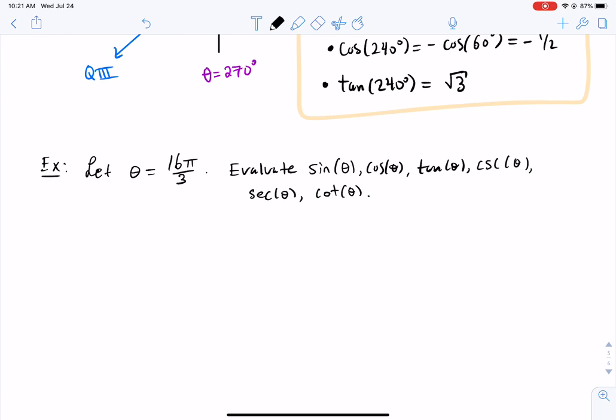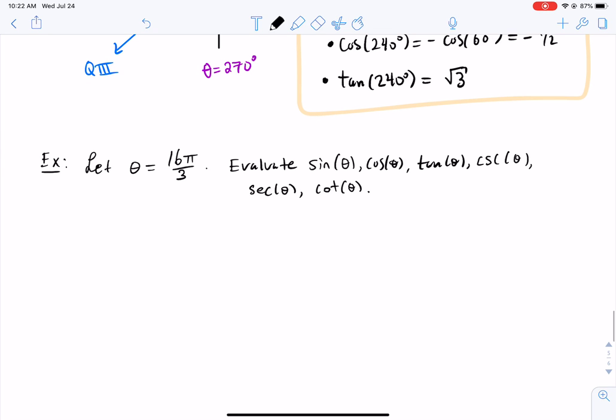16 pi over 3. Well, maybe the first thing will be to find the coterminal angle. The coterminal angle and the angle are equal to each other, because all you're doing is figuring out what the end position is, and you want to undo all of the wrapping that you go around it, right? So the first thing will be the coterminal angle, right?